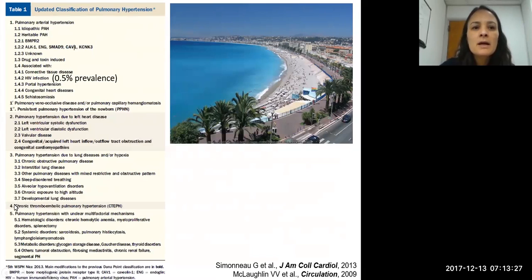And group 4 is chronic thromboembolic pulmonary hypertension. So obviously if you have a tendency to form blood clots in the lung, that can lead to high pressures. And group 5 is sort of a smattering of various other diseases, which we won't spend too much time on.